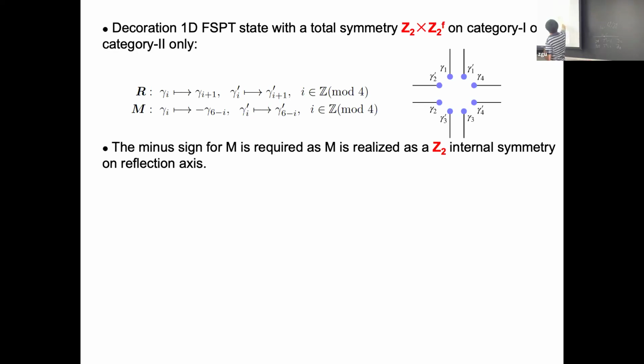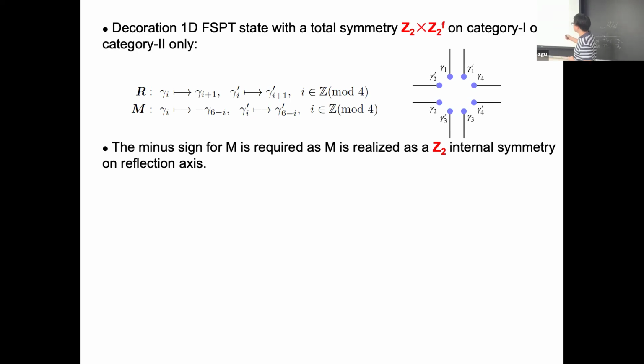So in order to make this symmetry non-trivial, the action on gamma 1 does not generate a sign. But in the meanwhile, one of them must generate a sign. So if you choose gamma 1 prime to map to gamma 1 prime, then gamma 1 should map to minus gamma 1. If both of them do not generate a sign, then it's just a trivial fermion SPT state. Okay, so that's our rule.